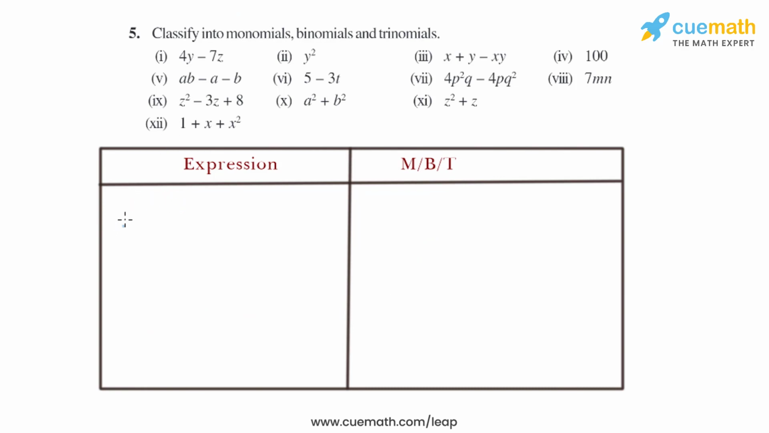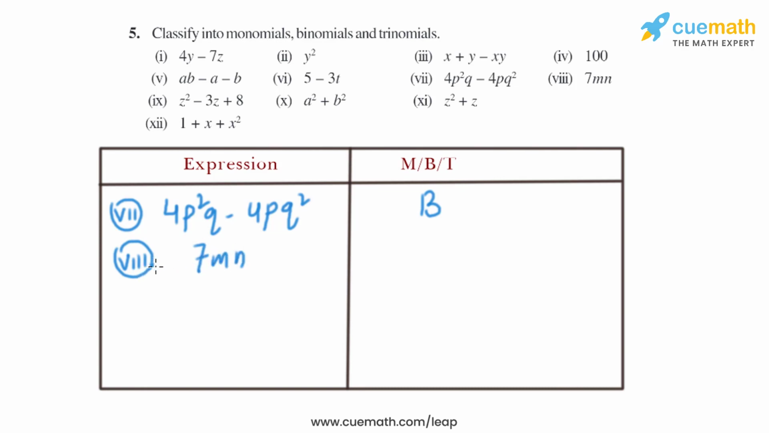Now let's move on to the seventh part. In the seventh part, the expression that is given is 4p square q minus 4p q square. So as we can see that there are two different terms in it, so that is basically a binomial. Now let's move on to the eighth part. So in the eighth part, 7mn is given. So as we can see that there is only single term in it, that is 7mn. So that is a monomial.